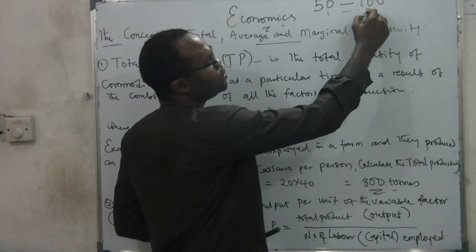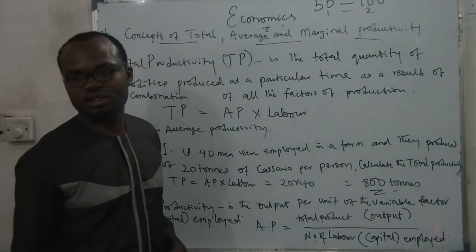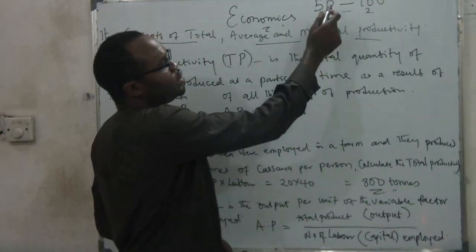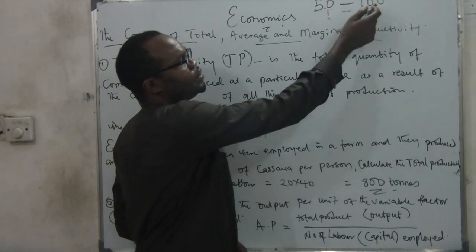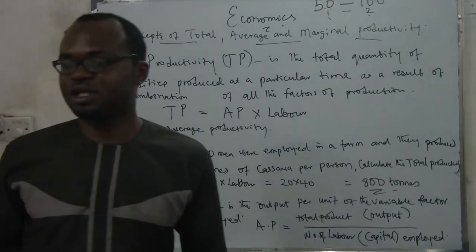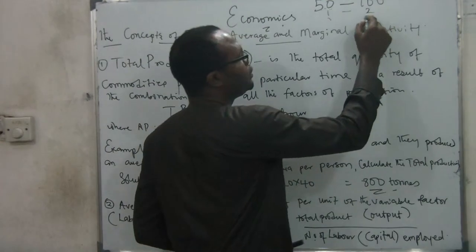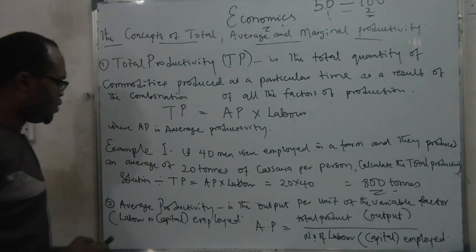One person can do two tons, isn't it? If one person does two, 50 of them will give 50 times 2, which is 100. You understand? So the average is what? 2. And that is what we want to learn here.